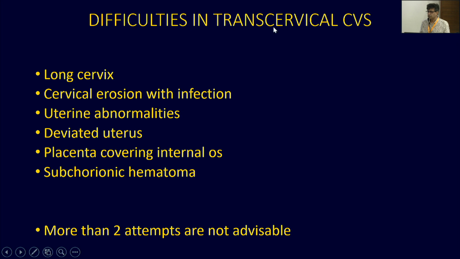So difficulties in the transcervical approach can be a long cervix, cervical erosion and infection, uterine abnormalities, deviated uterus, placenta covering the os, and subchorionic hematomas. So these would be the issues in transcervical CVS.